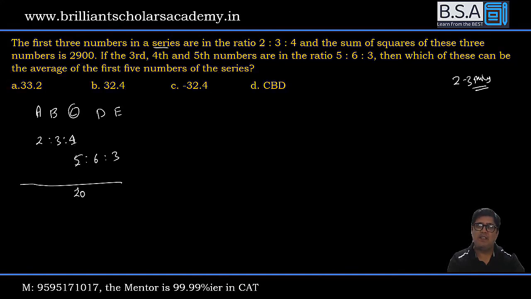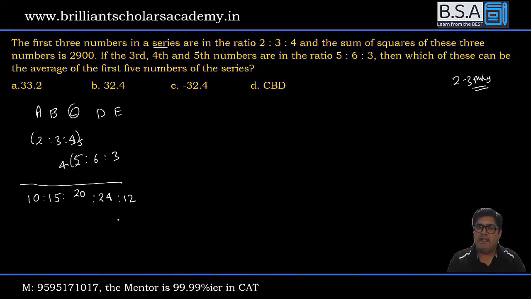C must be 20. So if you are multiplying this 5 times to make it 20, A will become 10, B will become 15. You are multiplying this 4 times to make it 20. D will become 24, E will become 12.